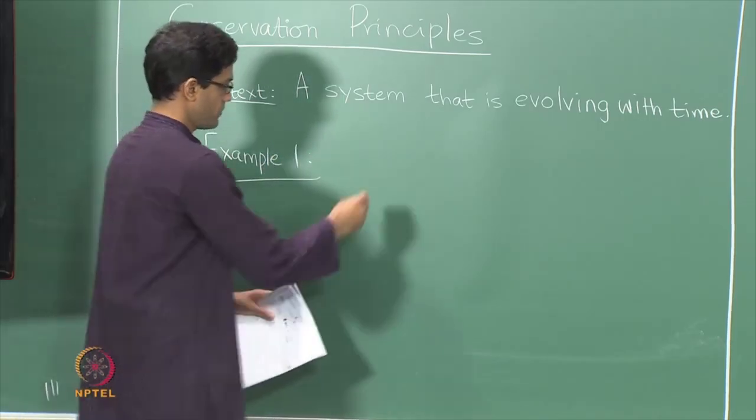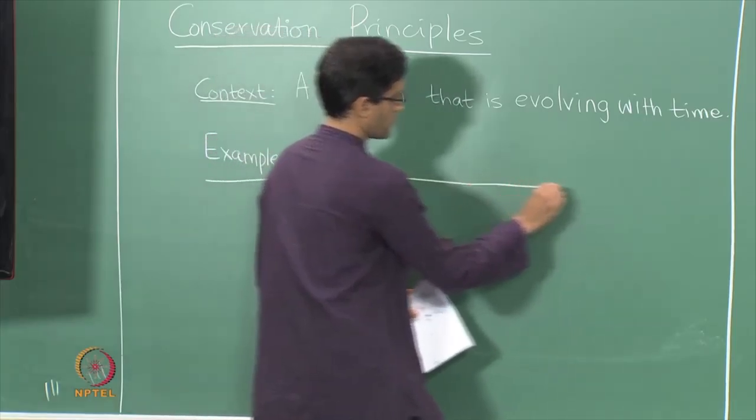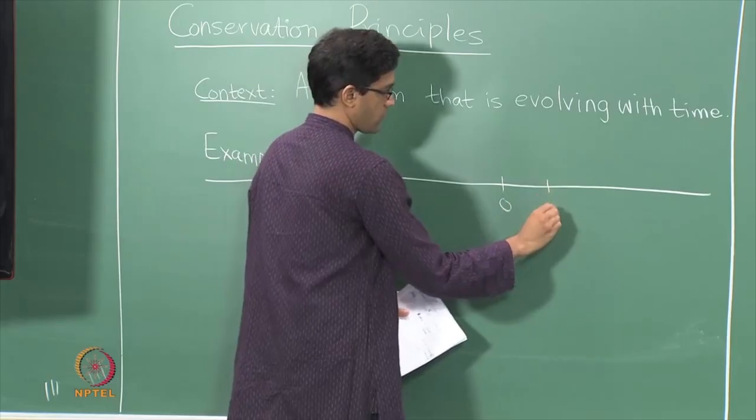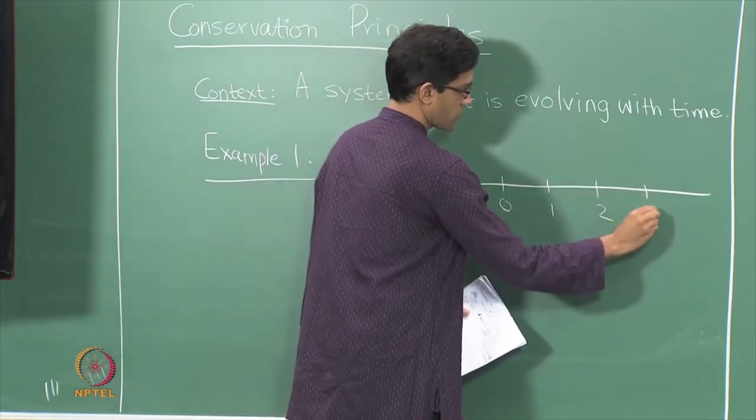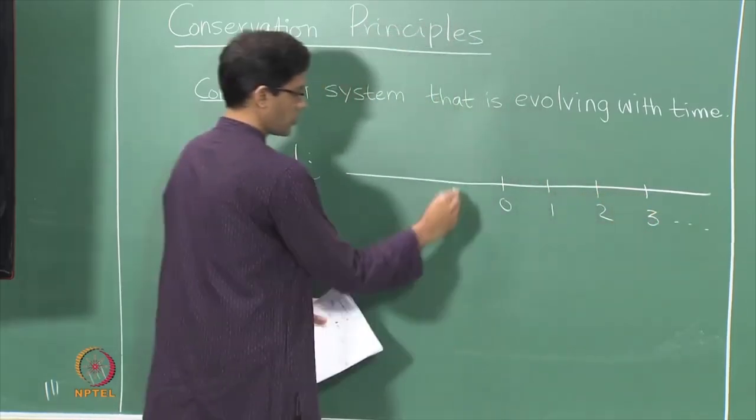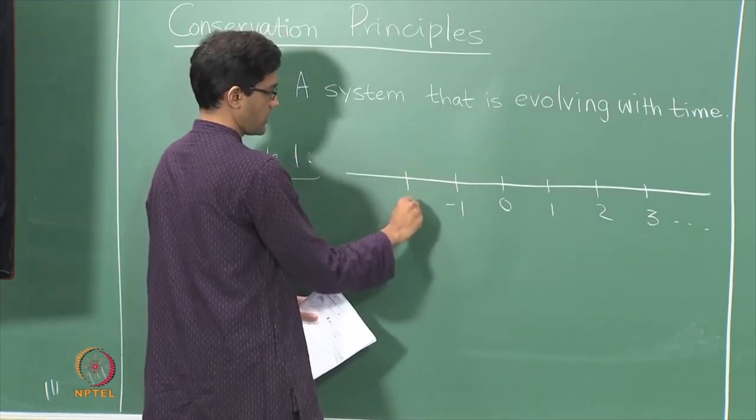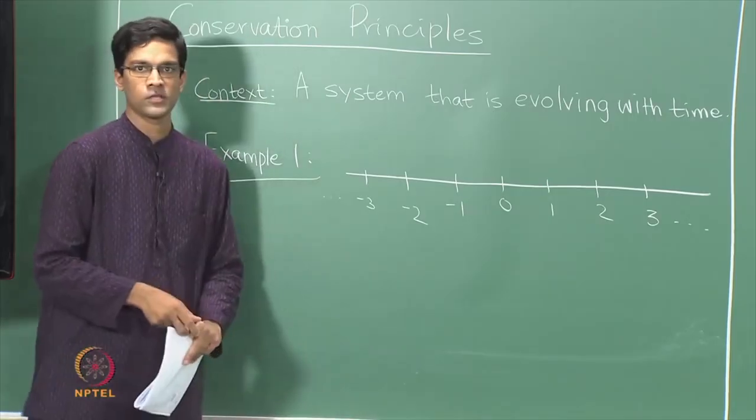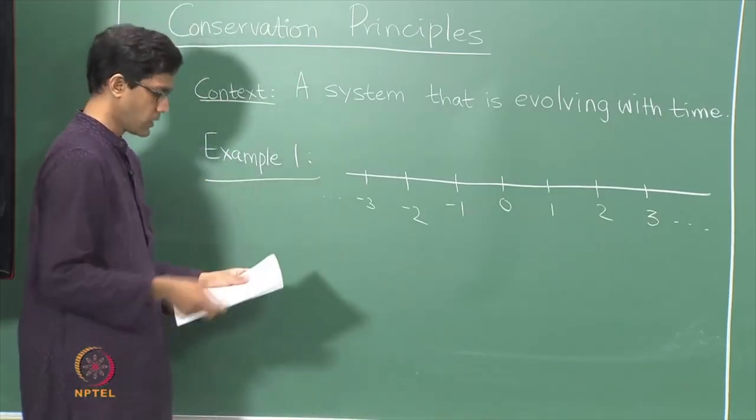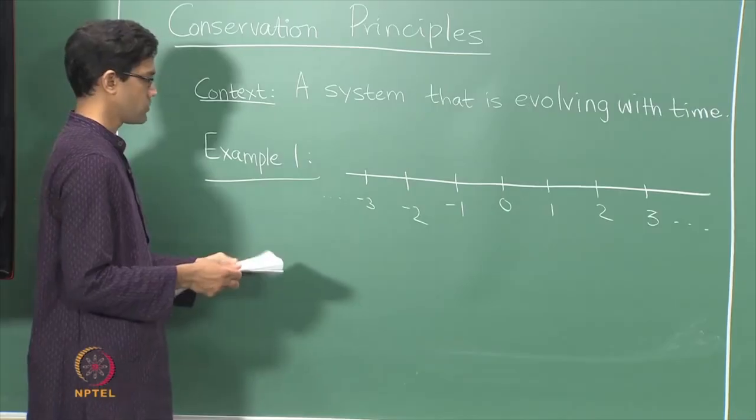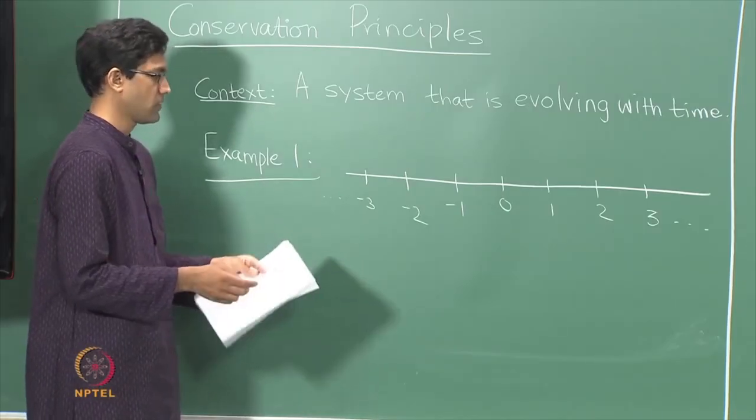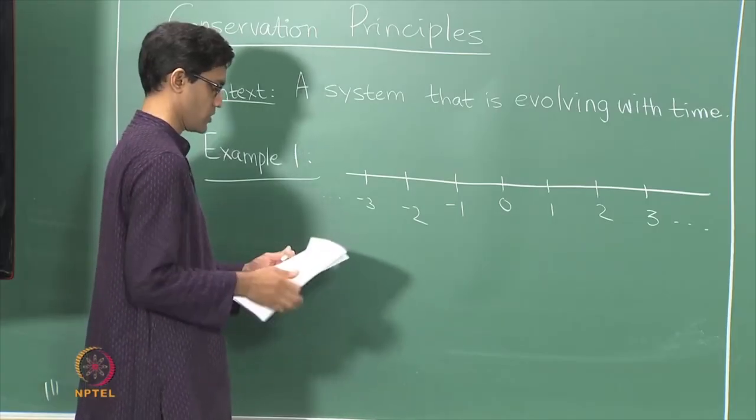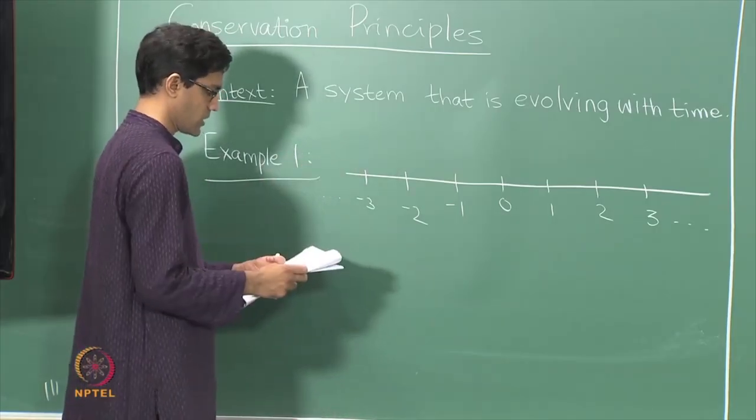So what's my system? So here's the description of the system. Imagine we have all the integers marked off on the number line. So it's 0, 1, 2, 3 and so on, minus 1, minus 2, minus 3. Okay, so I have the number line on which all the integer points are marked. And what's my system? My system consists of, let's call it, 4 coins placed at 4 positions, on this set of integers.